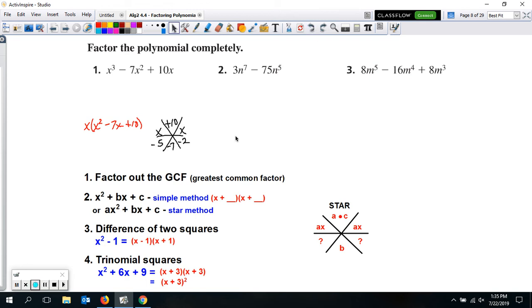So if you did use the star method, you could do this. You could say, well, 1 times 10 is 10 on the top, and the middle term there is -7 on the bottom. How does this start? Well, it's a 1x, so you can just put the 1x's on top there.